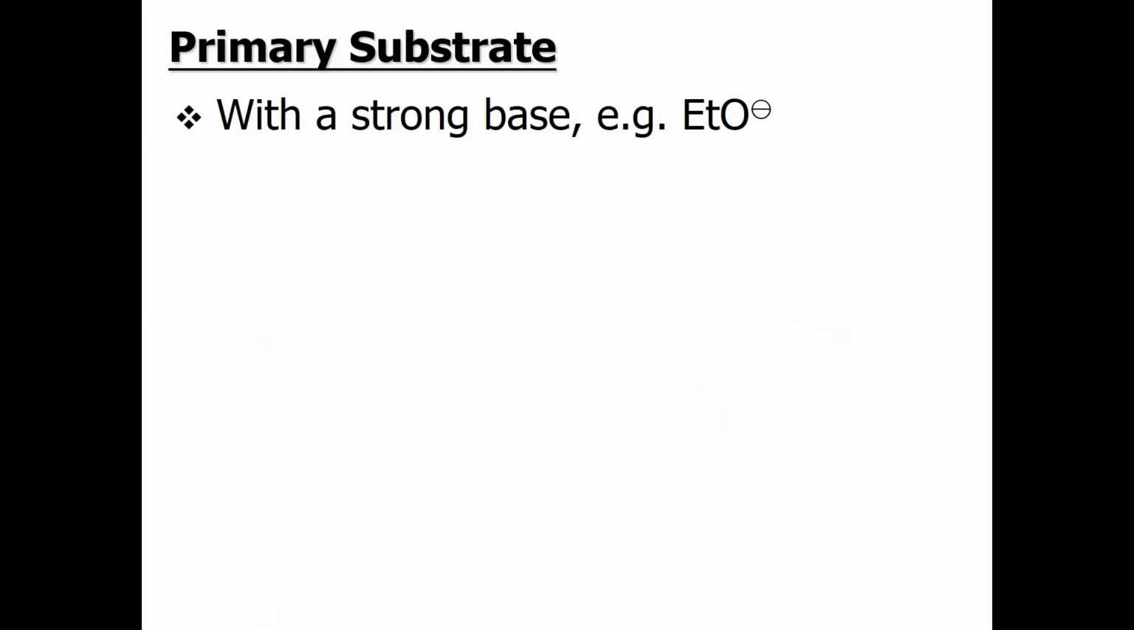Now what happens if we have a primary substrate, or we can say a primary alkyl halide, and we are treating the primary alkyl halide with a strong base, for example sodium ethoxide. Here I just wrote the ethoxide. Now this small base with a primary substrate favors the SN2 reaction. Definitely the major product will be the SN2 substitution product, and of course we have a minor product as an elimination one.